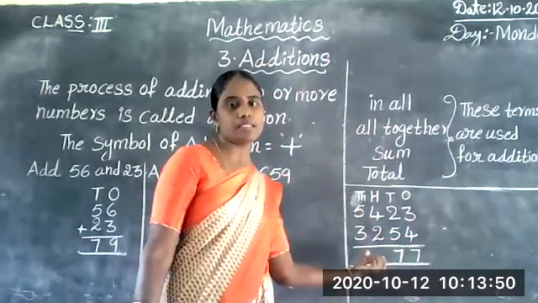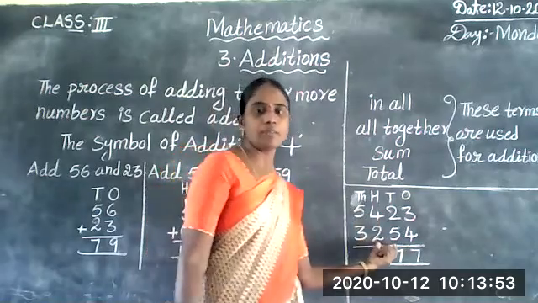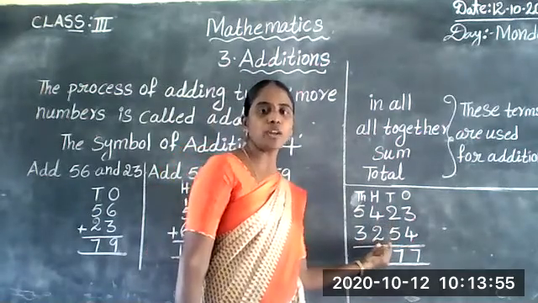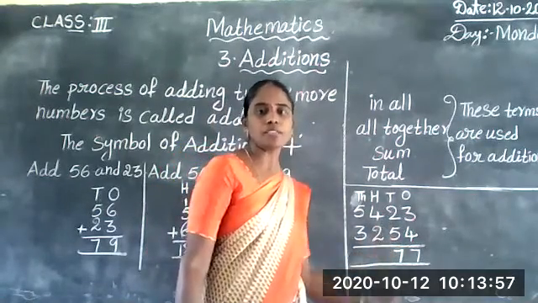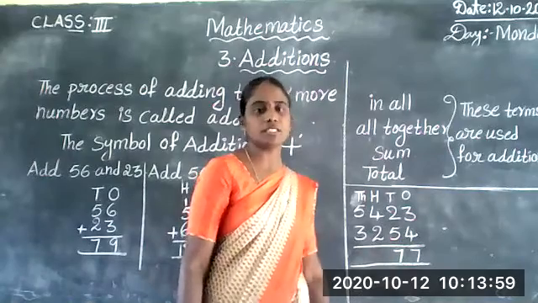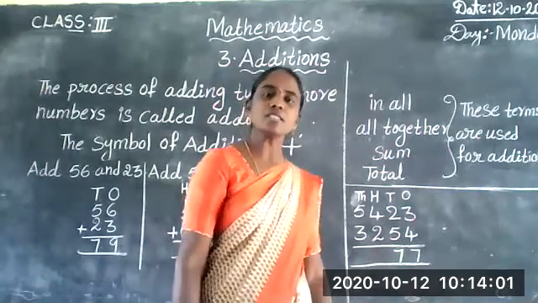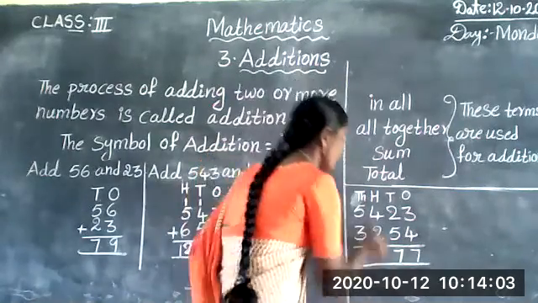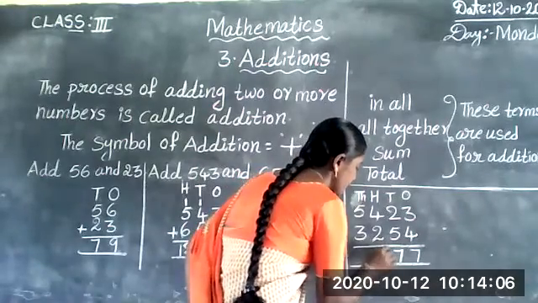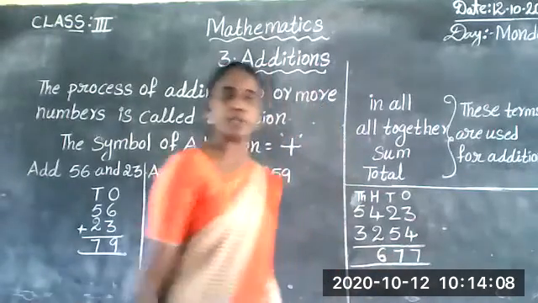Next we will go to hundreds place. Add hundreds place numbers. In hundreds place, 4 and 2. 4 plus 2 is 6. Write 6 in hundreds place.